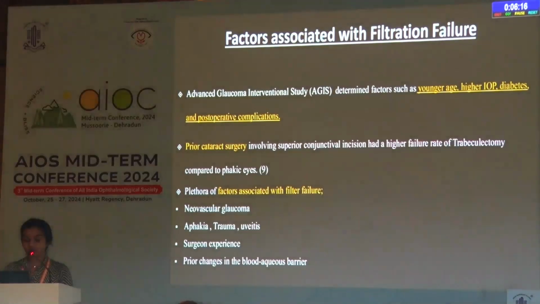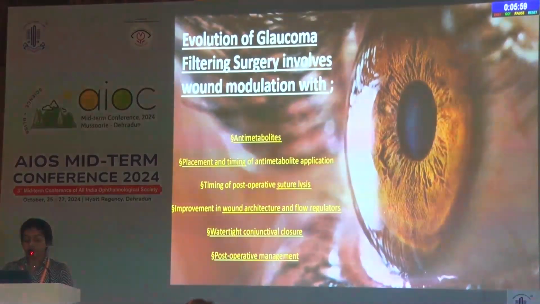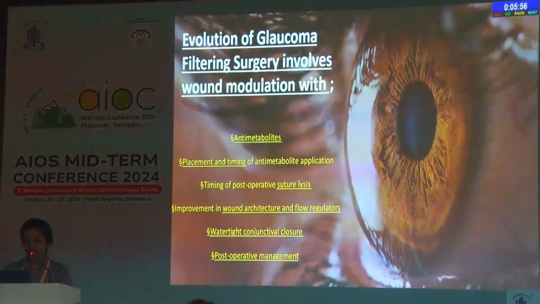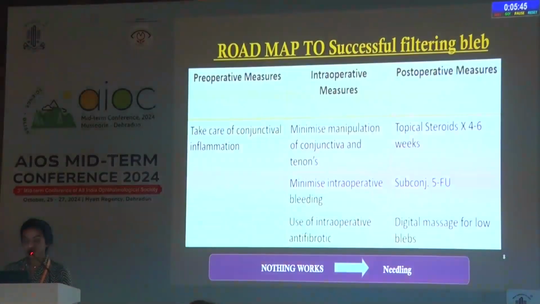There are various factors associated with filtration failure, such as younger age, higher IOP, diabetes, and any prior ocular surgery. Other factors associated with filter failure are neovascular glaucoma, aphakia, trauma, or any prior disturbance in the blood-aqueous barrier. Wound modulation during filtering surgery can be done with antimetabolites, their correct placement and timing, proper timing for post-operative suturelysis, watertight conjunctival closure, and appropriate post-operative management.